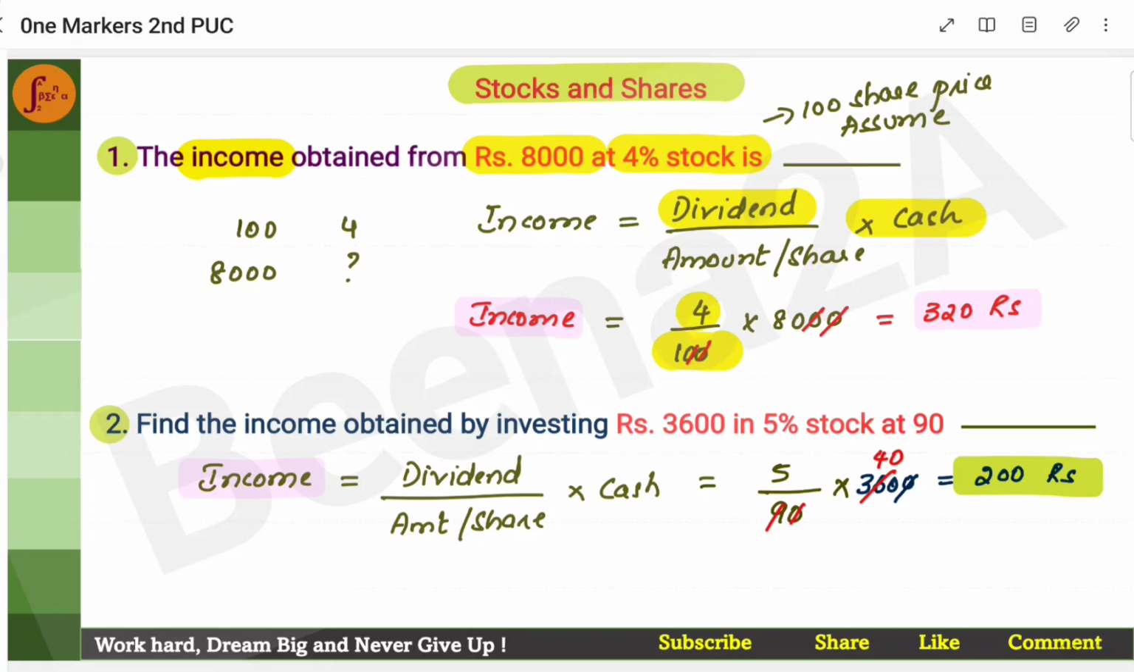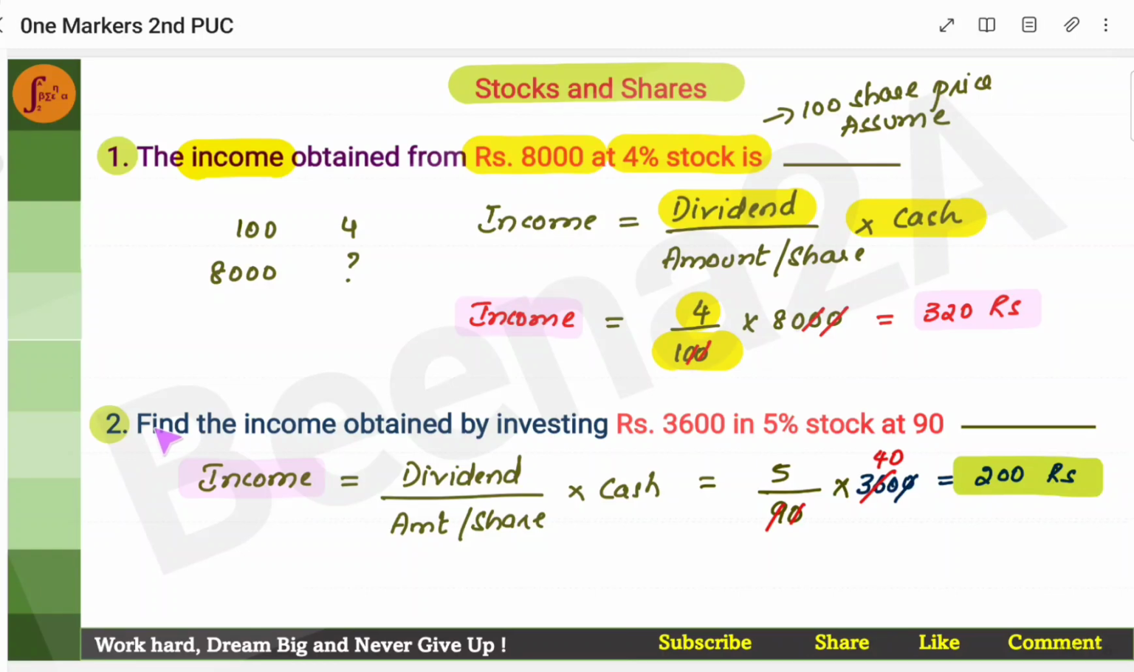Basically, a person has invested a certain amount in a company and the dividend is 4%. Dividend is a share of the profit. One portion of the profit is shared with the shareholders. He has invested 8,000 rupees. 4% is 4 rupees per 100. For every 100 rupees, he is getting 4 rupees as the dividend. So for 8,000 rupees, how much is it? That's what we are finding here. He is getting 320 rupees as the income for his investment of 8,000 rupees.